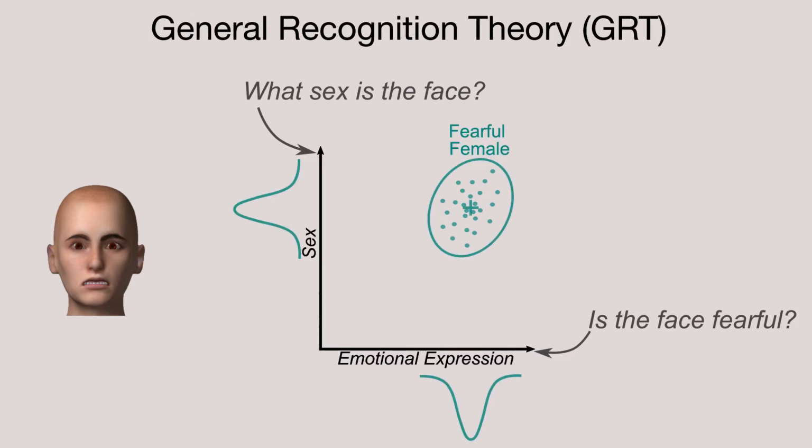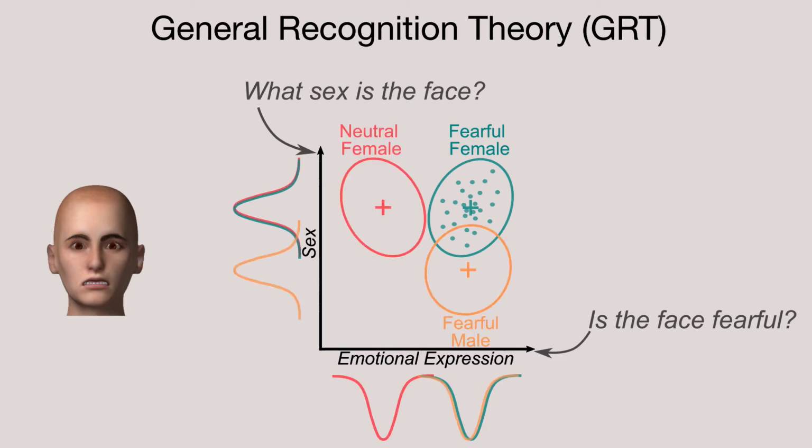The univariate Gaussians next to each dimension are a summary of the perceptual representation of that dimension for this specific stimulus. The ellipse represents the joint perceptual representation of both dimensions for this stimulus, and as you can see, it takes the shape of the cloud of points. Other faces, showing a female with a neutral expression, a male with a fearful expression, and a male with a neutral expression, are represented similarly.